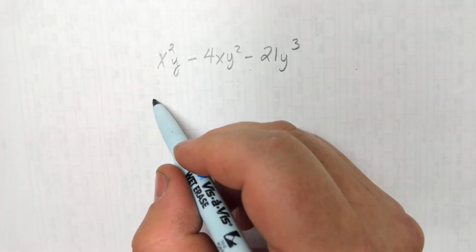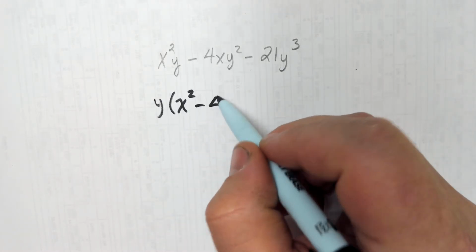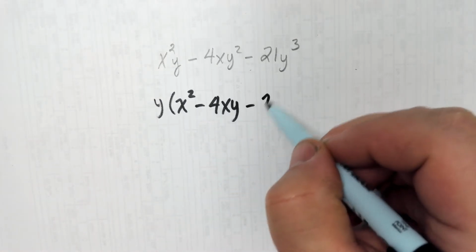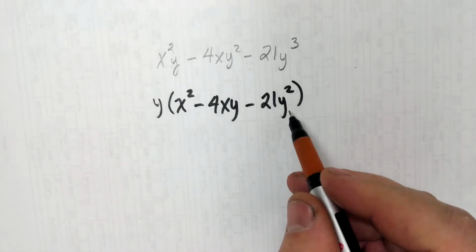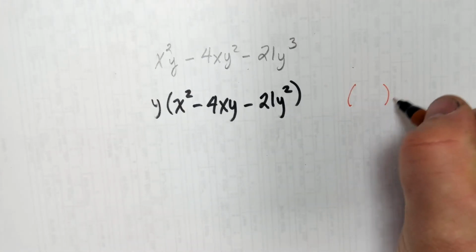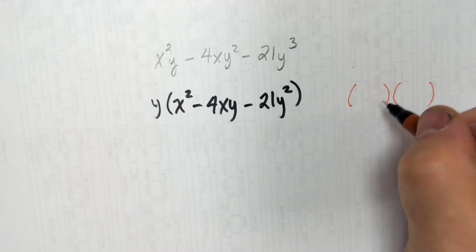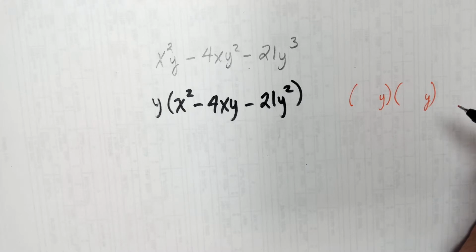So yeah, we can take out a y, and we're left with x squared minus 4xy, and then minus 21y squared. Do you see? Alexa, we're good with all that, right? You just take out the y. Now, maybe this is confusing at the end, the y squared. But if you think about it, the y squared at the end comes from y times y. That's how you get y squared at the end.